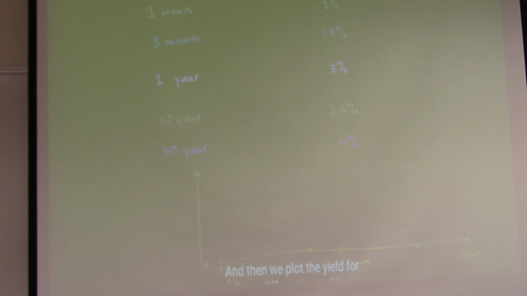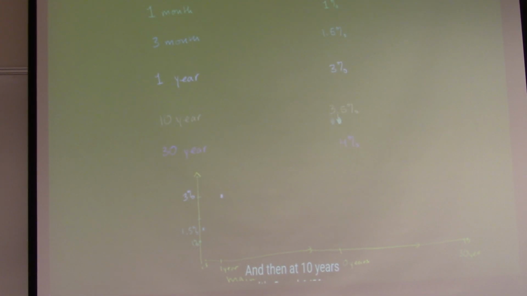And then we plot the yield for those different maturities. So in 1 month, you have a 1% yield. Let me do it with percentages here: this is 1%, 2%, 3%, 4%. On 1 month maturity, the yield is 1%. On 3 month maturity, the yield is 1.5%, so maybe it'll be right over there. On 1 year maturity, the yield is 3%. So you plot 1 year, this is 3% right over here. This is 1.5% right over there. The first one right over there is 1%.